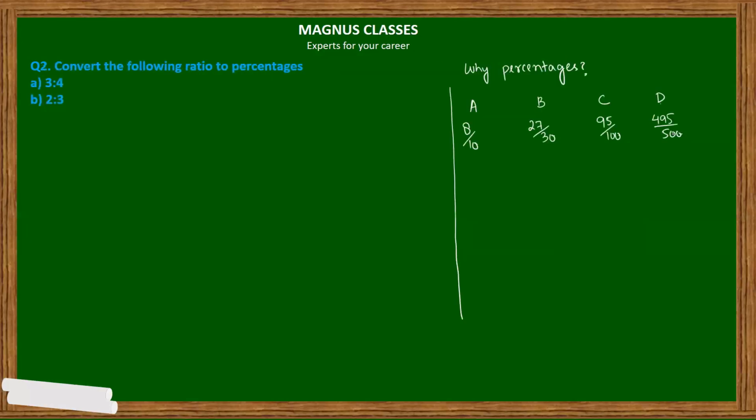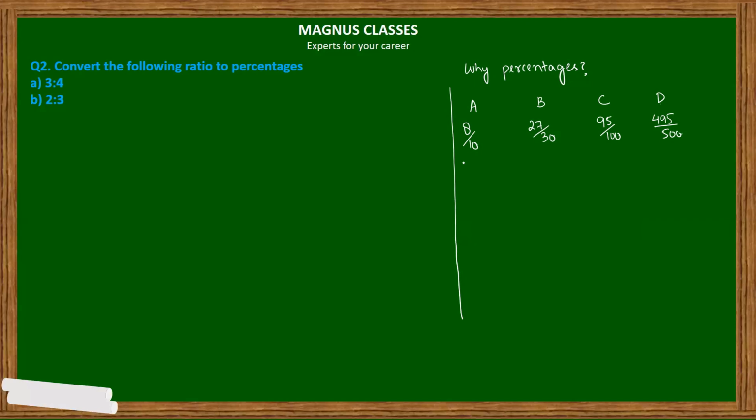So if we need to say which one of them has performed very well, it is a little difficult. Difficult in the sense it will take some time to find out, right? But when we talk about percentages, he has got numbers out of 10, this person out of 30, this person out of 100, and this person out of 500. So these are different parameters. What if we use the same parameter? When the parameter is the same, it will be easier for us to judge.